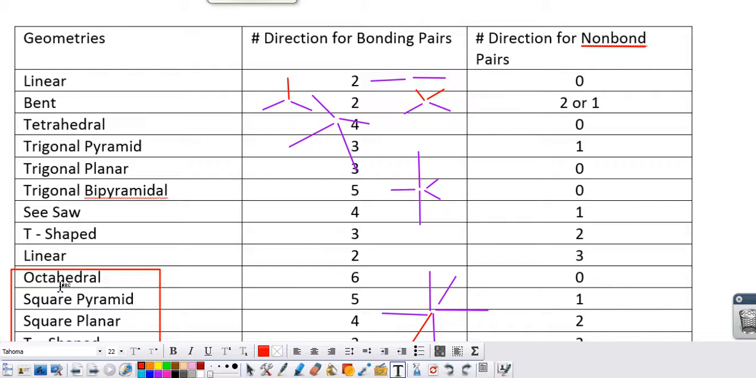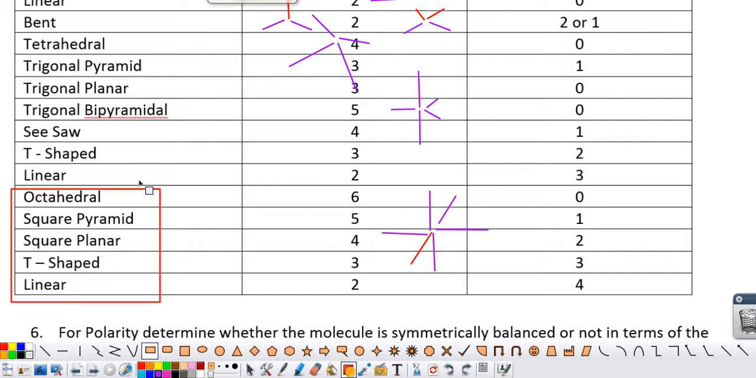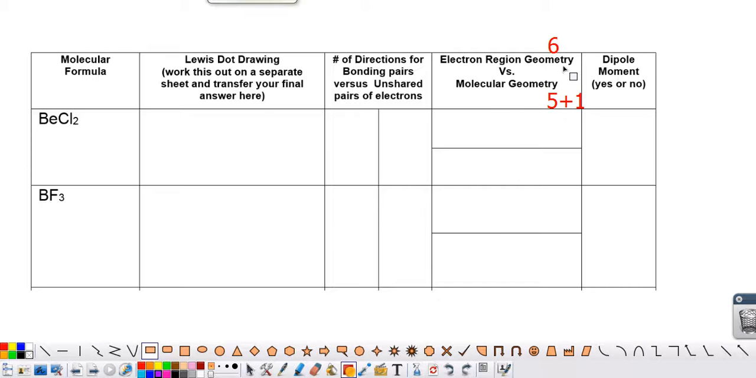Yep, square pyramid's 5 and 1, but those are all in the octahedral family because the 5 and 1 is a total of 6, 4 and 2 is a total of 6, 3 and 3 is a total of 6, 2 and 4 is a total of 6. So all of those are octahedral when it comes to electron domain geometry, electron region geometry. Molecular geometry is the more specific. So usually people say that the electron region geometry is the vague one that kind of encompasses several different names, where the molecular geometry is just the bonds. It's the more specific name that tells you what's going on with the bonds.